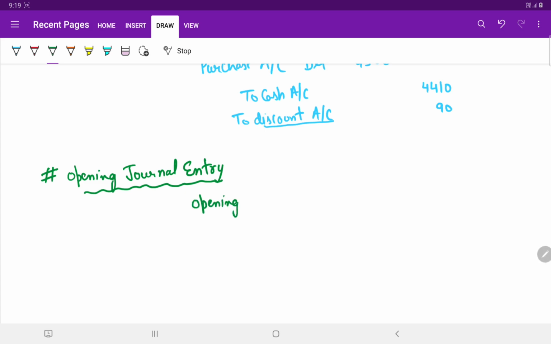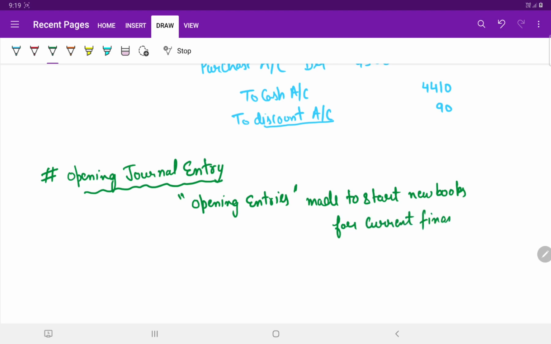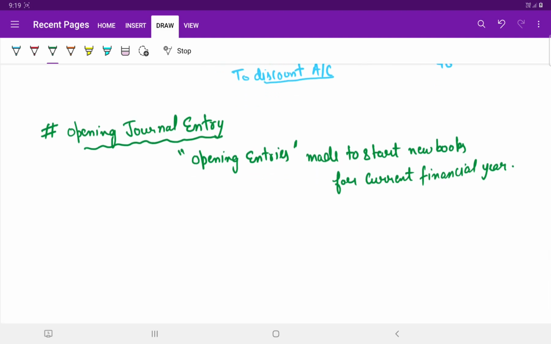So the opening entries are made to start new books for the current financial year. So debit opening balances of assets and credit opening balances of liabilities including the capital.